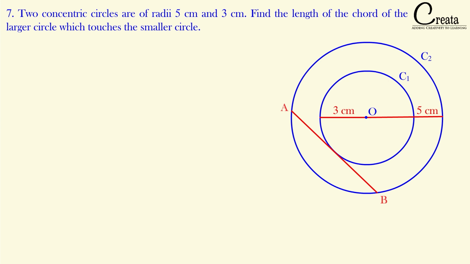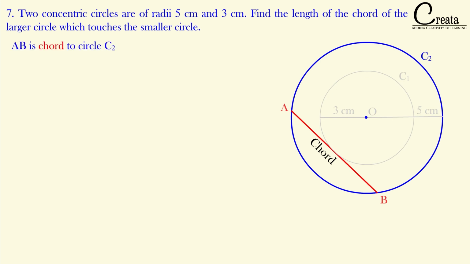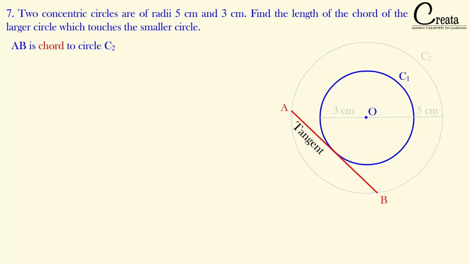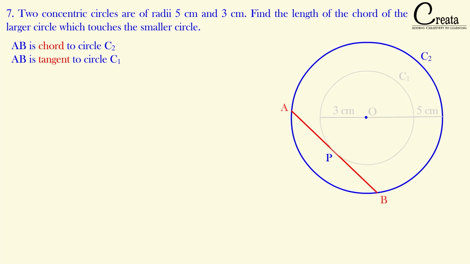This concept is very interesting. Here this chord AB belongs to the circle C2, the outer circle, and also this chord is acting as a tangent for the smaller circle C1. Got it? What is a tangent? Tangent is a line segment which touches the circle at only one point. So AB is touching the circle at only the point P. So AB is tangent to the circle C1. And what is a chord? Chord is a line segment which touches two points on the circle. So AB is the chord for the circle C2. So this is a basic concept based on which we will solve this question.